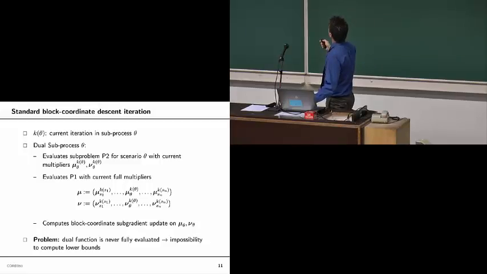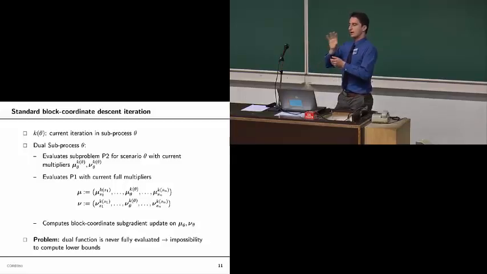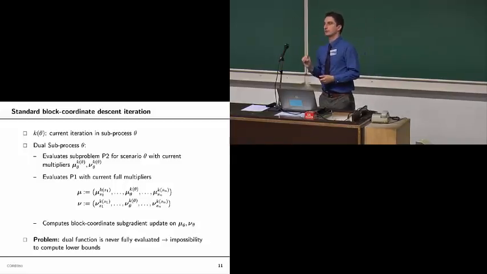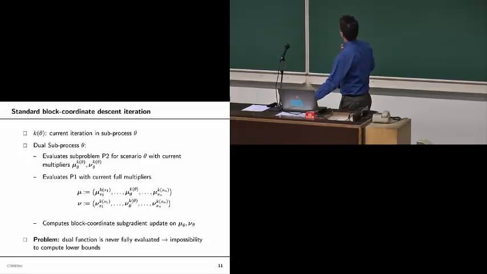They're solving this for a specific scenario, having stored the dual multipliers from all other scenarios of the problem. And by solving these two mathematical programs, we do a subgradient update to update just the components of the dual multipliers that are specific to that scenario. So this is the task of those sub-processes.